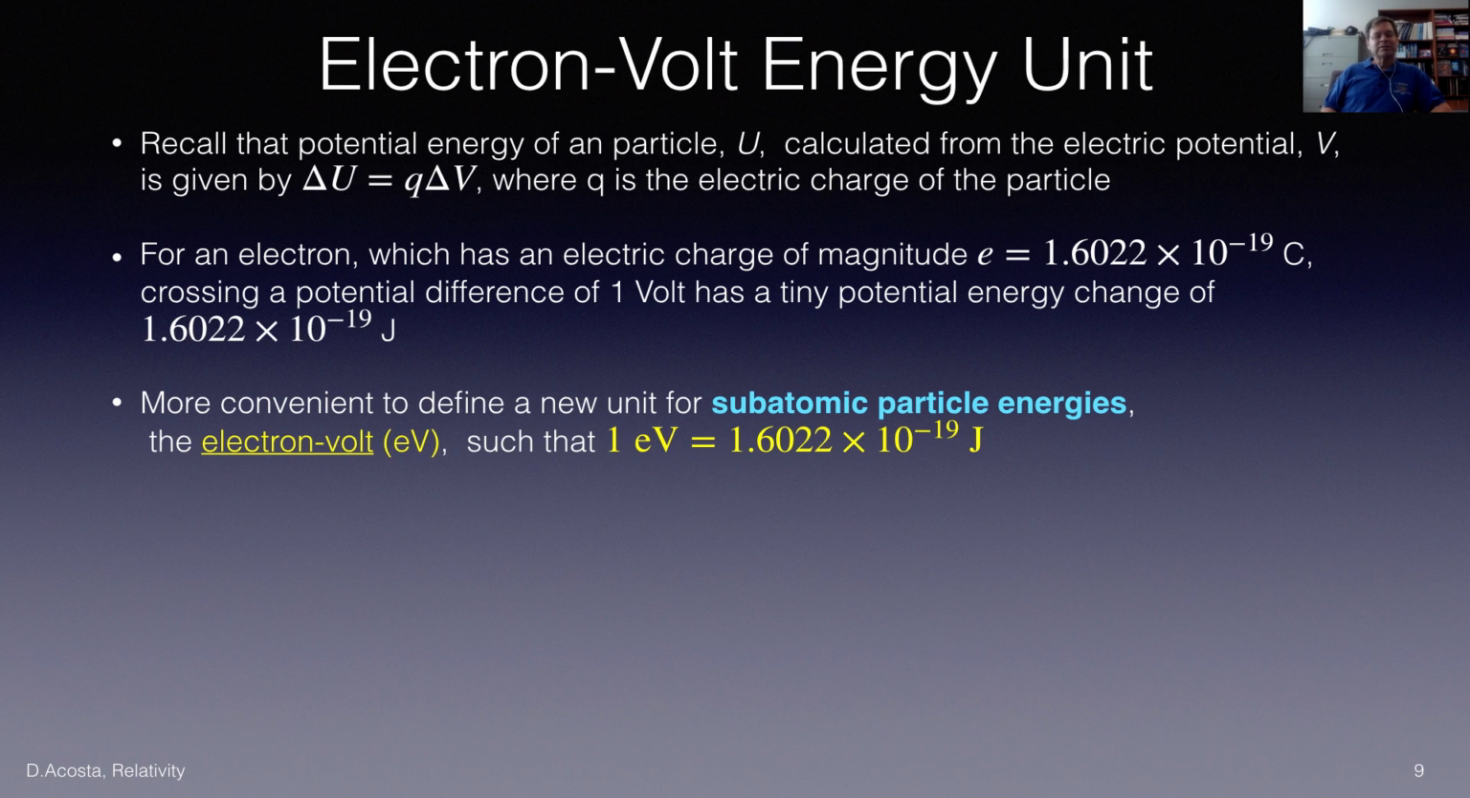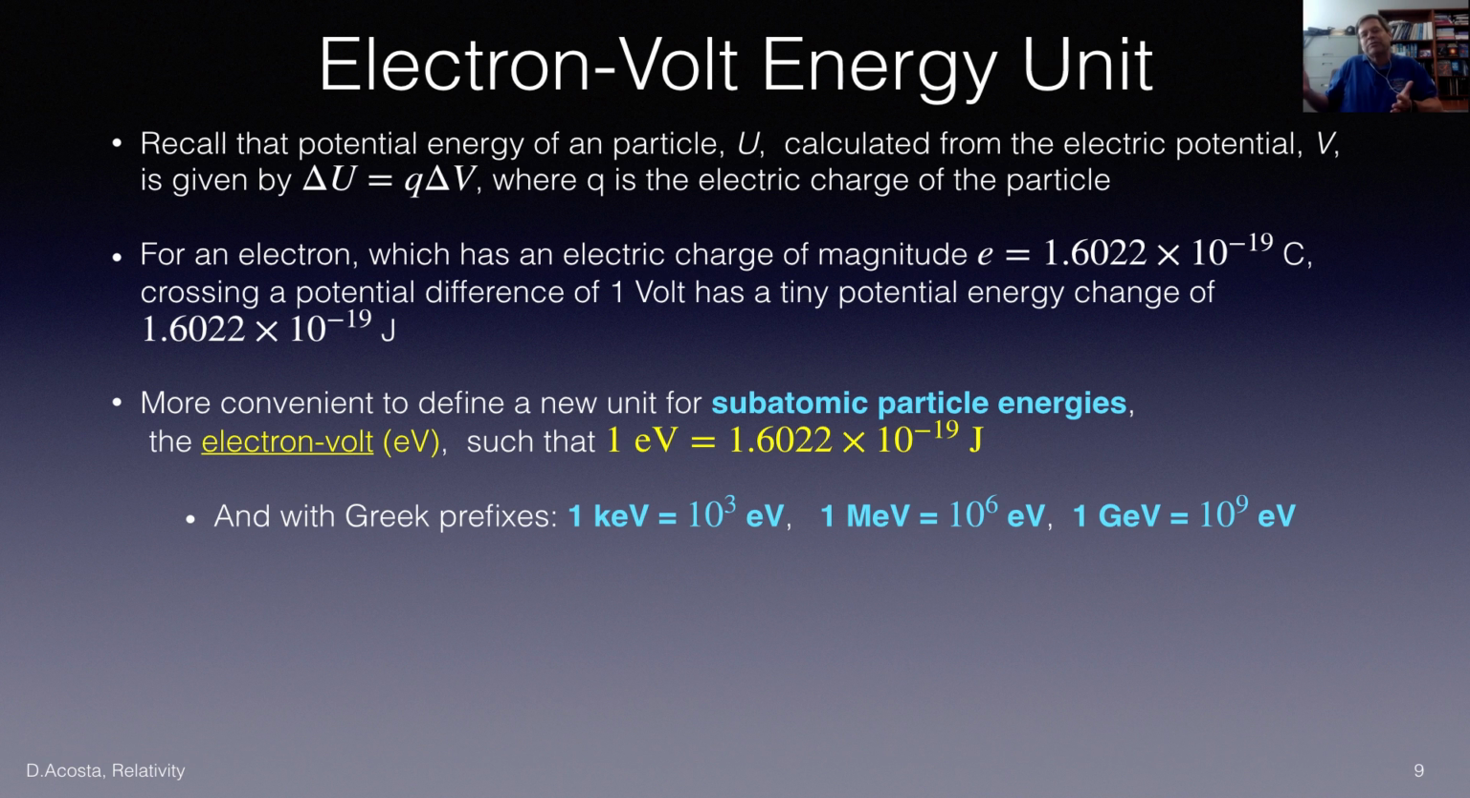It's more convenient to define a new unit for subatomic particle energies. If we're talking about single electrons crossing some potential, joules are not very convenient because the energy is so tiny in joules. So let's introduce the electron volt unit, abbreviated eV, such that 1 electron volt is exactly 1.6022 times 10 to the minus 19 joules. That's how we're going to define an electron volt. It represents that tiny quantity in joules.